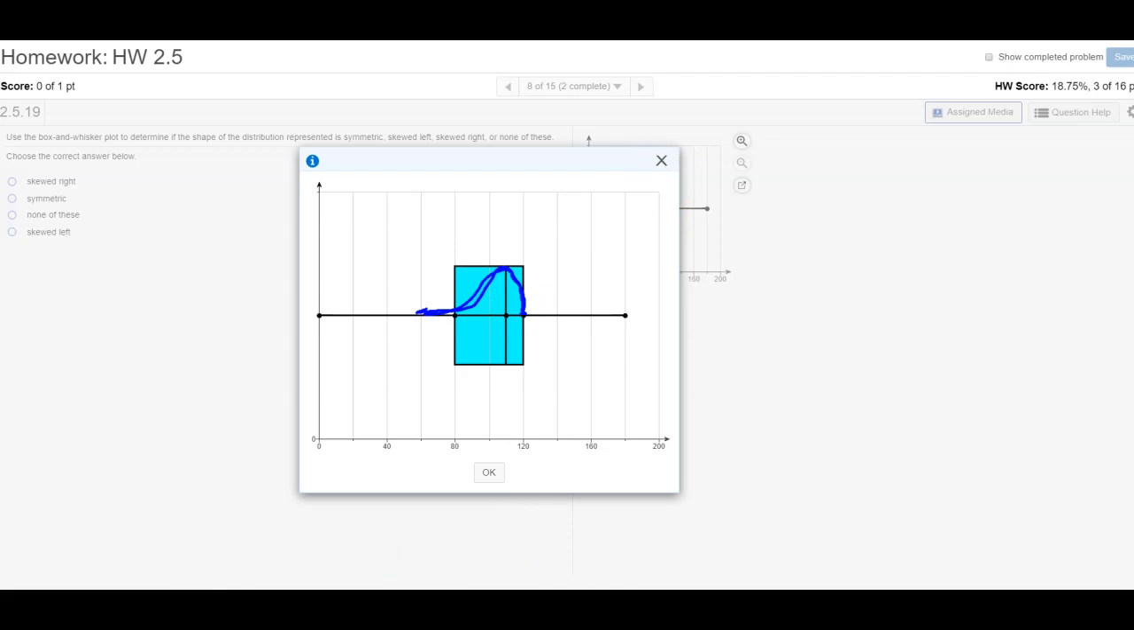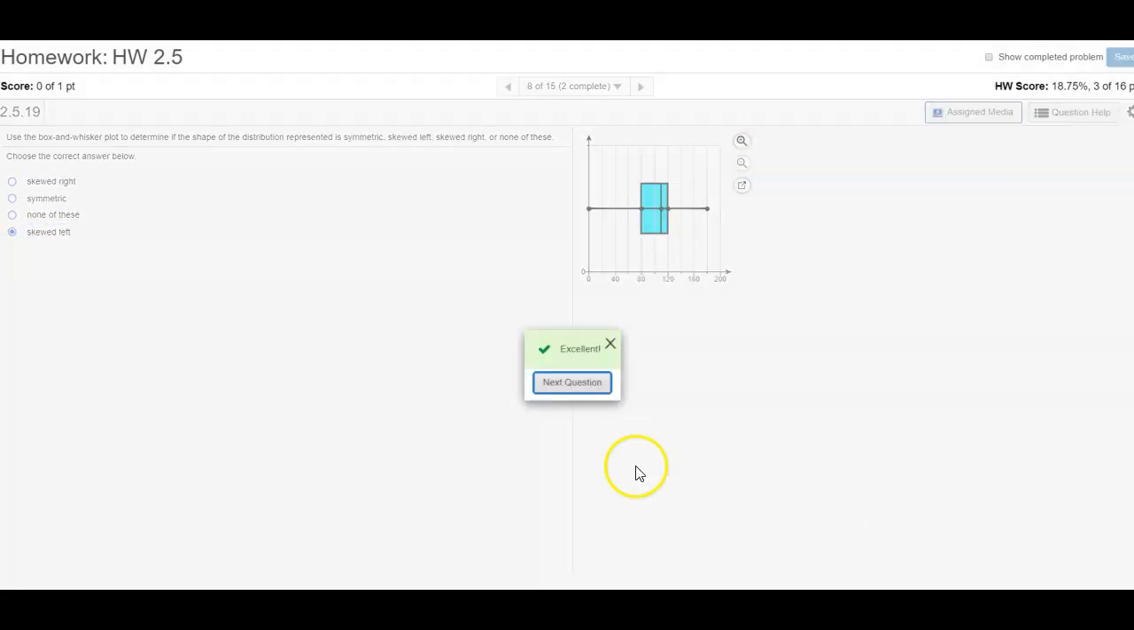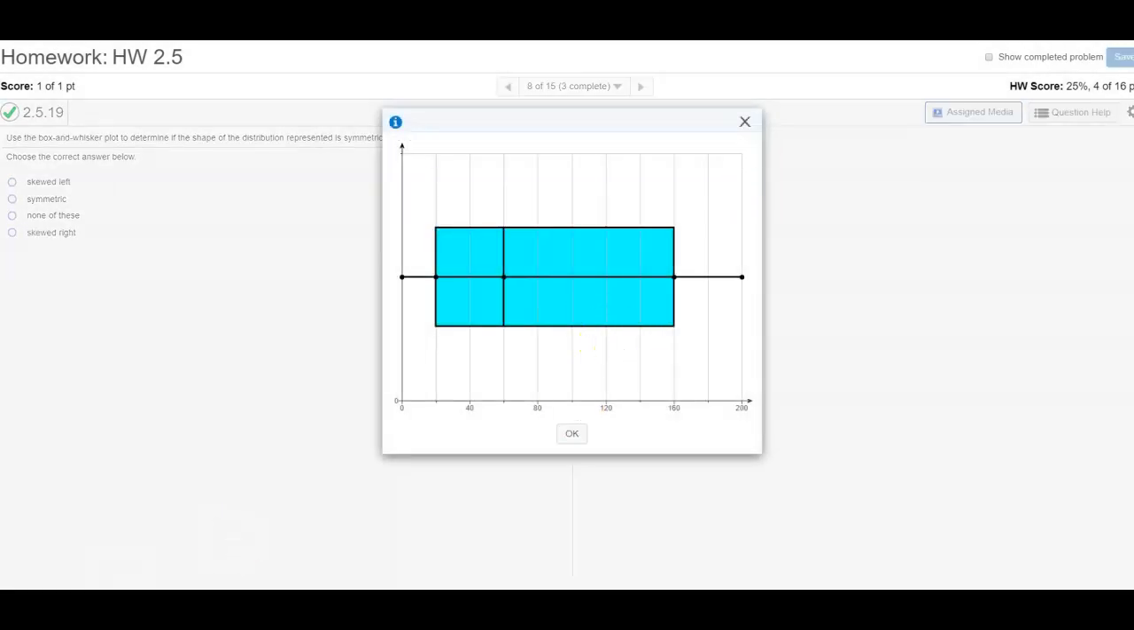I'm going to have to clear this part. Close this, skewed left. Okay, now if I click on a similar question, I would like to show you what skewed right looks like. You simply start from one side of the graph, correct? And you see where the tail is going to the right, so it's skewed right.